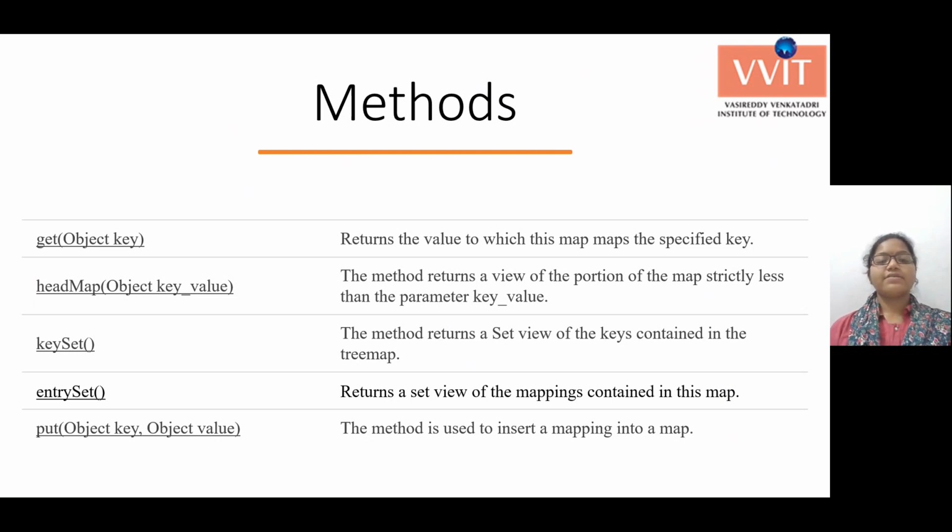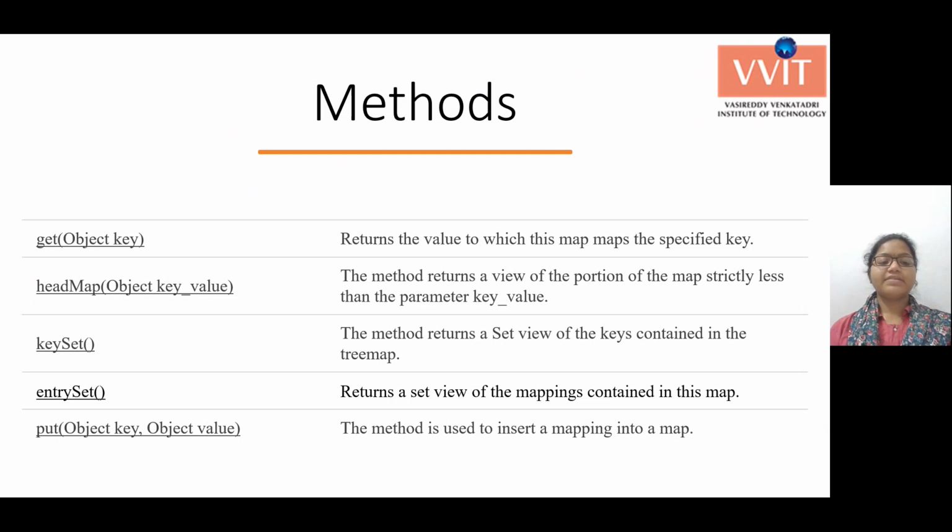Next, we have discussed how to retrieve the keys and the values, etc. Now let's see how to insert the key-value pairs. To insert key-value pairs in the TreeMap, we need to use the put method.